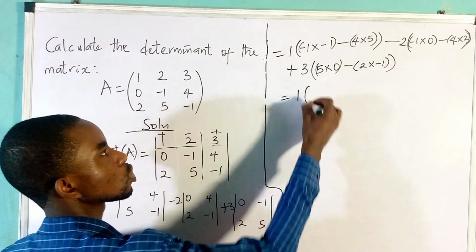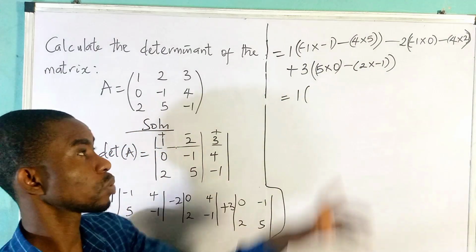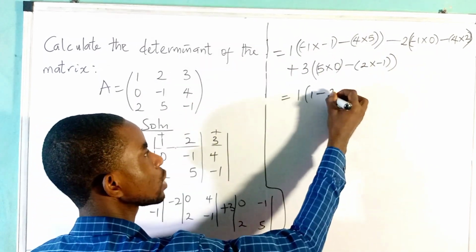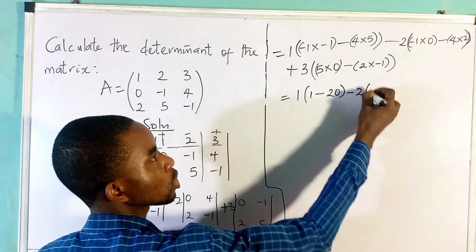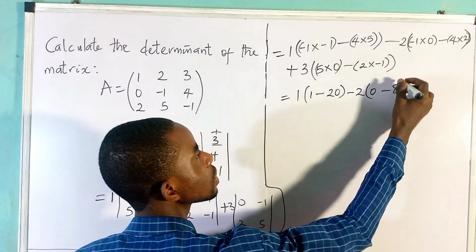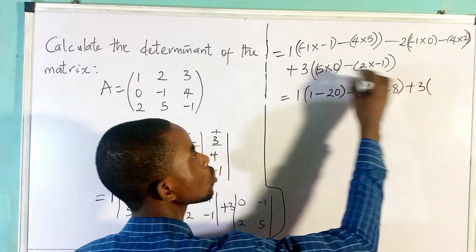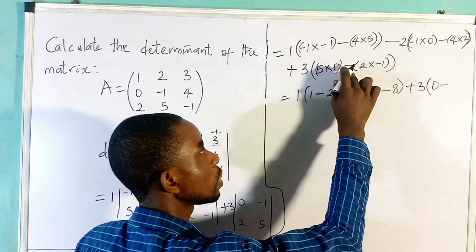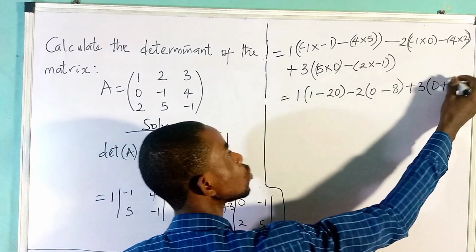So this is 1 into minus 1 times minus 1 is 1. Alright? So this is 1 minus 4 times 5 is 20. Minus 2 into minus 1 times 0 is 0. 4 times 2 is 8. Plus 3 into 5 times 0 is 0. 2 times minus 1 is minus 2. Minus 2 times minus is plus 2.